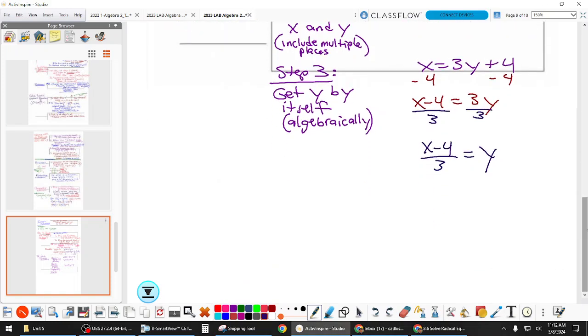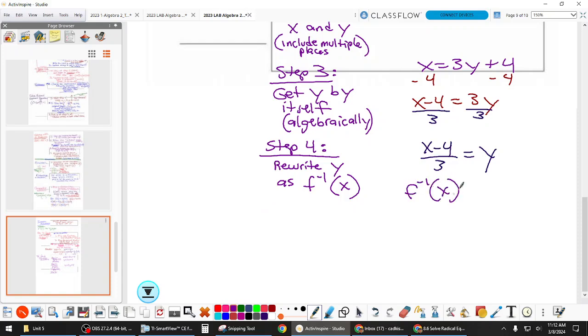So your last step, step 4, is to rewrite y as now f inverse of x. Because now we found the inverse function, we need to rewrite y as f inverse to finish the process. So that's our inverse function of the original. Done.